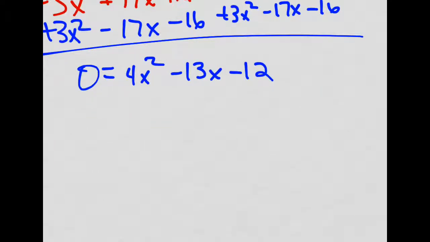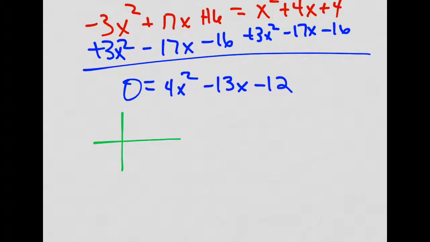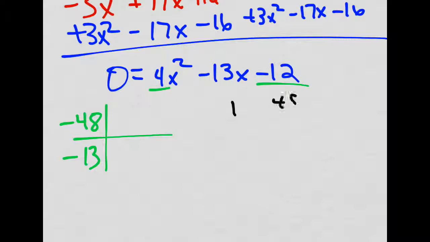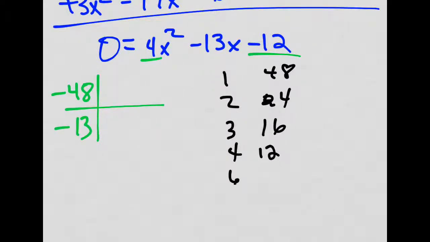Can I factor anything out? No, so I need to factor. A times C is negative 48. B is negative 13. So I need all the factors of 48. 1 and 48, 2 and 24, 3 and 16, 4 and 12, and 6 and 8. So signs are going to be different because this one's negative. So I need to see which two I can subtract to get 13. It's not that one, it's not that one, but it's these two.